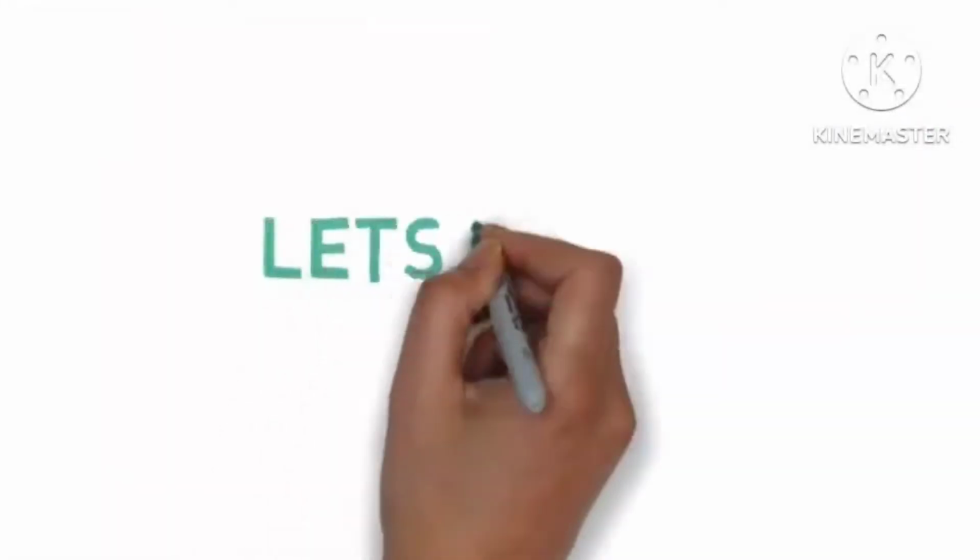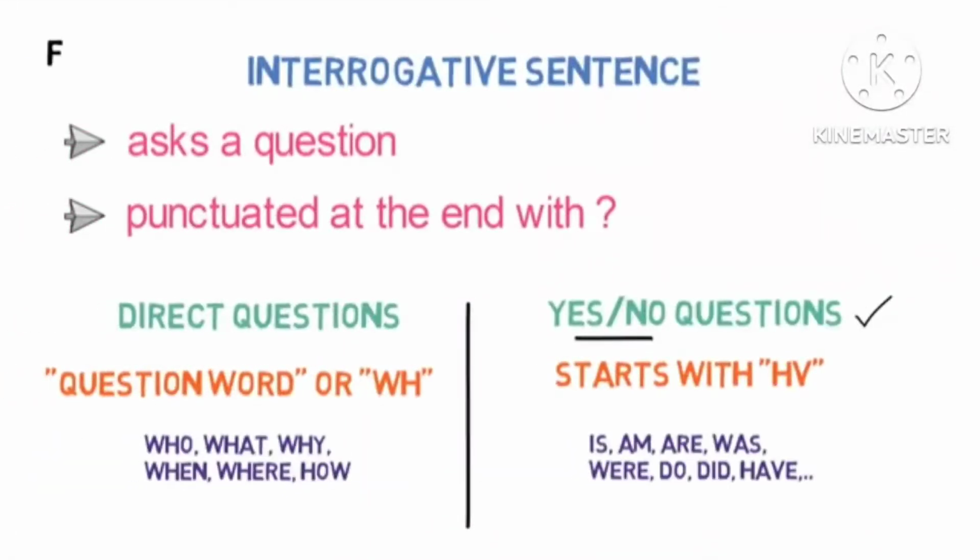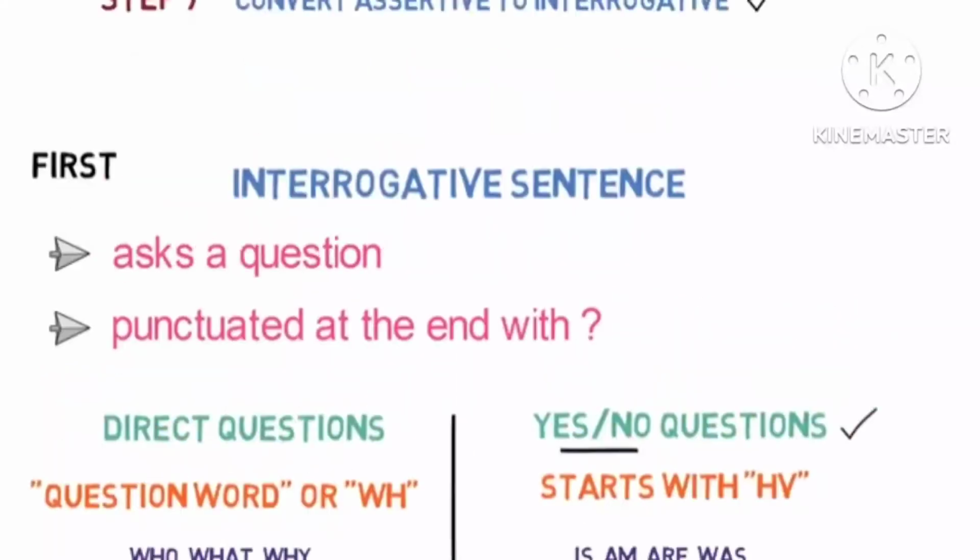Let's quickly revise what we learned in the lesson. First, we understood what is an interrogative sentence. An interrogative sentence asks a question. It is punctuated at the end with a question mark. There are generally two types of question: direct question and yes-no type of question.